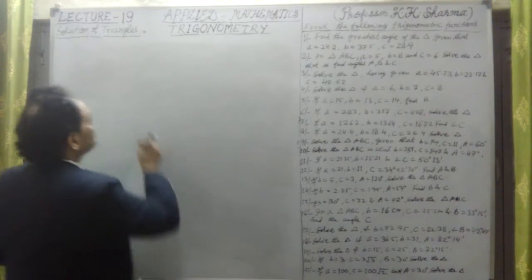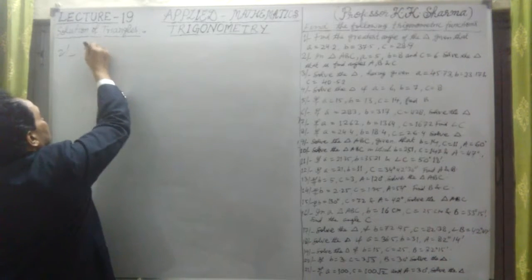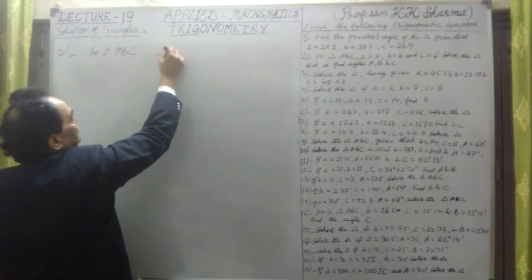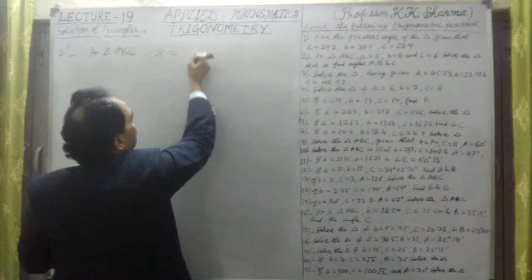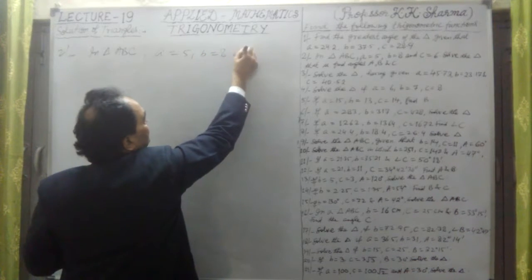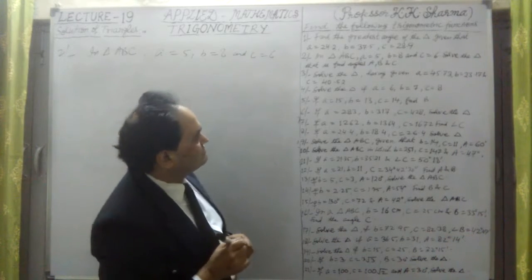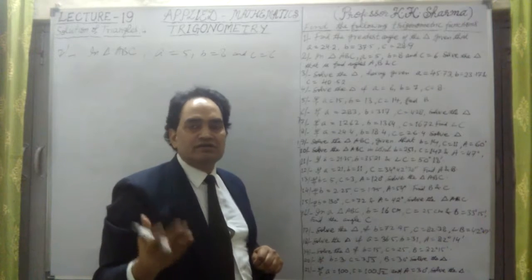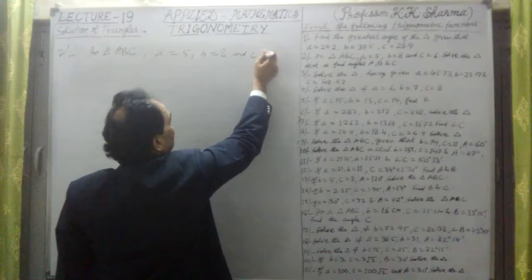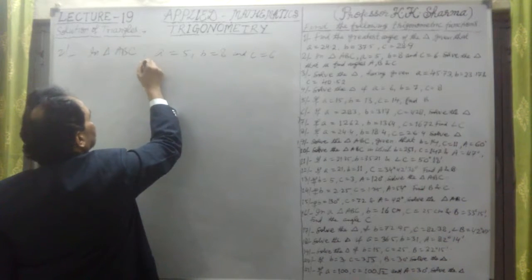Second question, which is in triangle ABC. In triangle ABC, what is given to us? A is given as 5, B is equal to 8, and C is equal to 6. Now solve the triangle, that is, find angle A, angle B, and angle C. Are three sides given to us here? Okay, so solve the triangle.